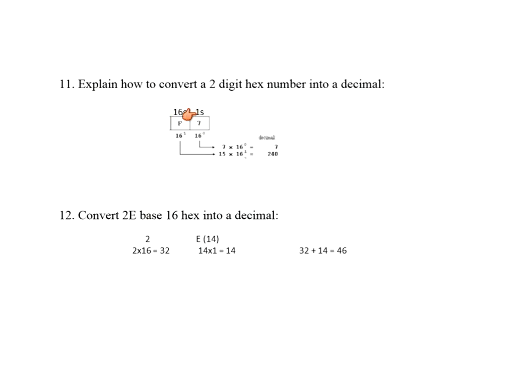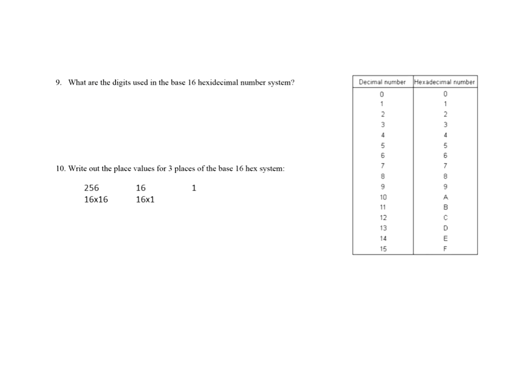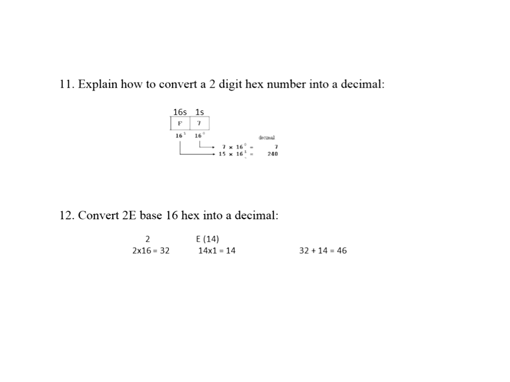Well, how many of these do I have here? I have 7 ones. So 7 times 1 is 7. Over here, this is the 16's place. But we don't know what F is. Let's see, what is F? Well, F is 15. So I have to use that. I really have a 15 in this place. So I multiply 15 times 16, and I get 240. And then what do we do? I just add these two numbers together. F7 really is 247 in base 10.